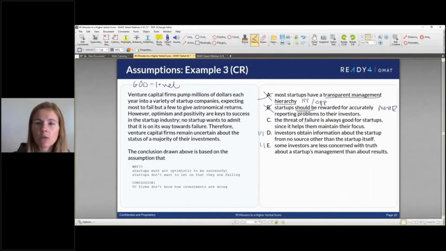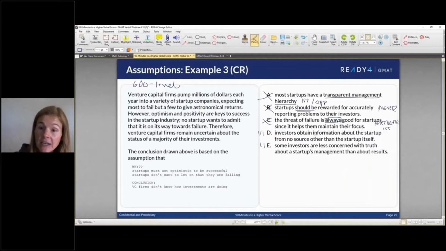So there are a few things that are wrong with statement C. One of them is this use of the word always. This is too extreme. Another common answer type here: things that are too extreme. They use the word always, never, all, those things. Too extreme. We don't like those. Furthermore, all this is doing is talking about what startups should or shouldn't do. It doesn't even address the idea of why VC firms would know how the company's doing. So this one is out too. It's too extreme and it's also irrelevant.